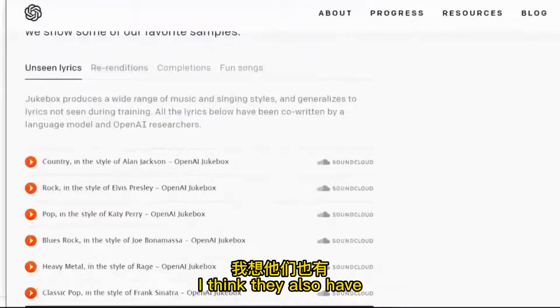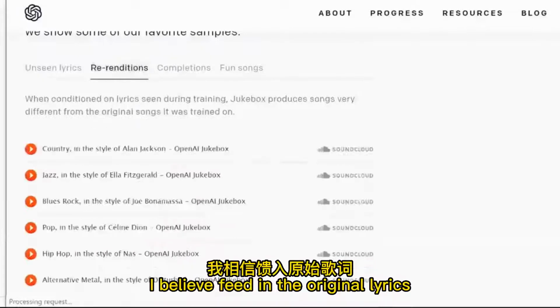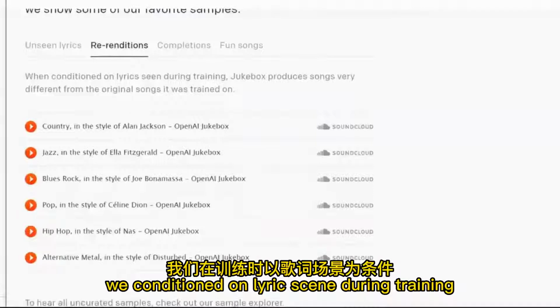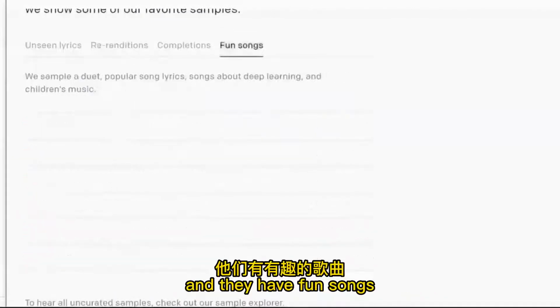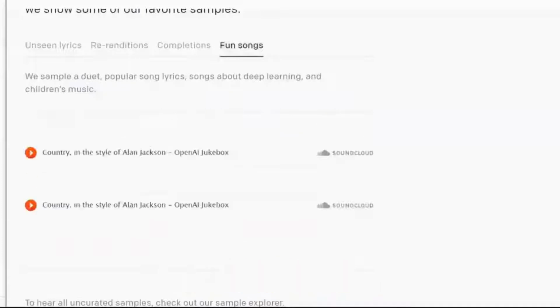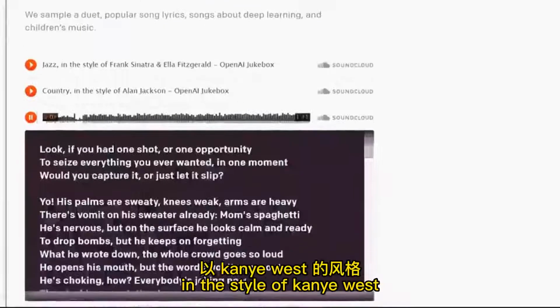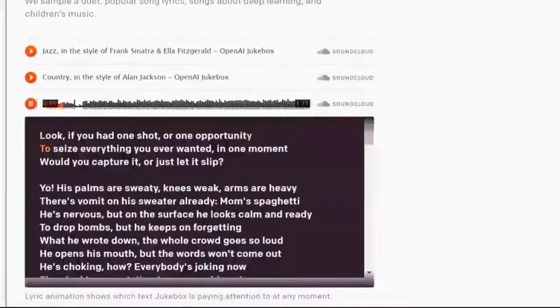They also have re-renditions, where they basically feed in the original lyrics. We conditioned on lyrics seen during training. And they have fun songs. In the fun songs, I like the hip hop in the style of Kanye West, where they provide the lyrics of Eminem's Lose Yourself.